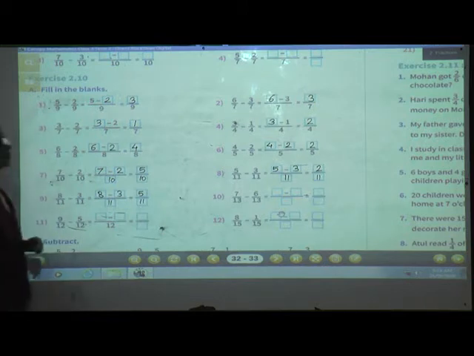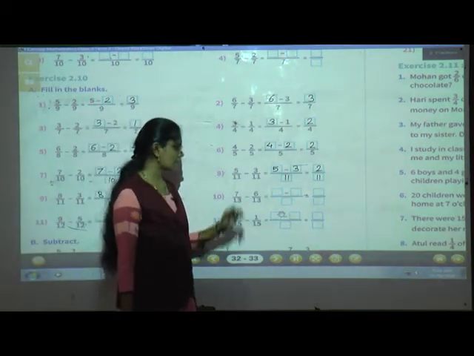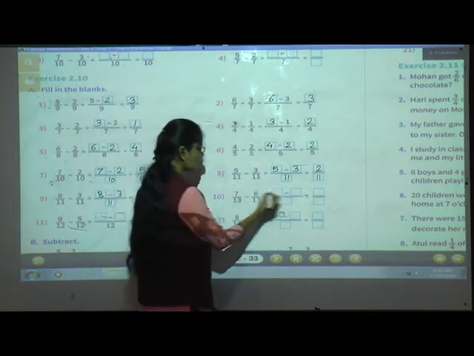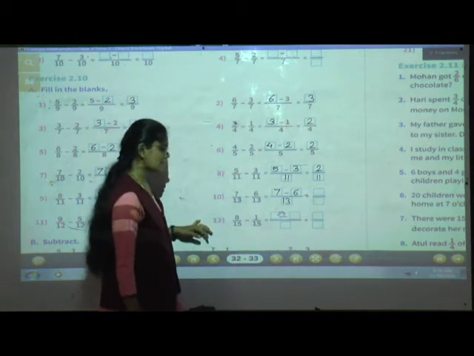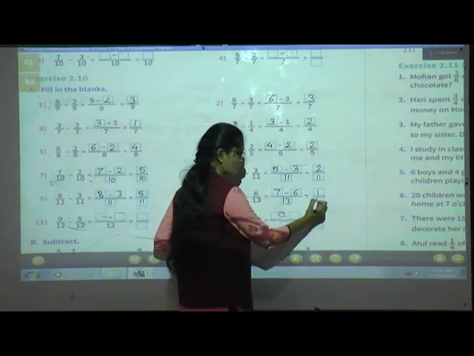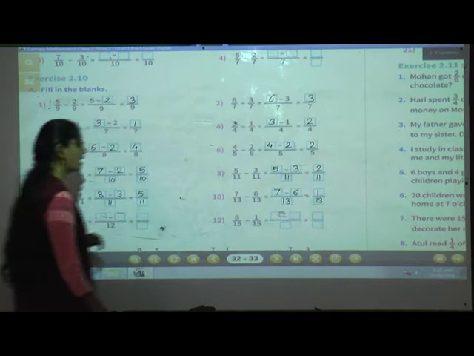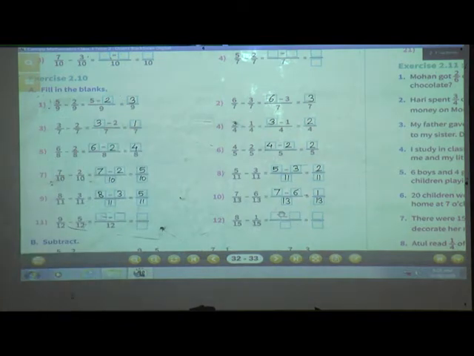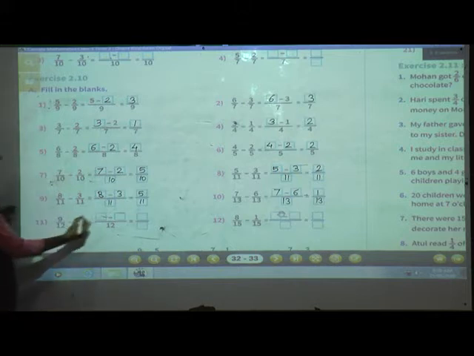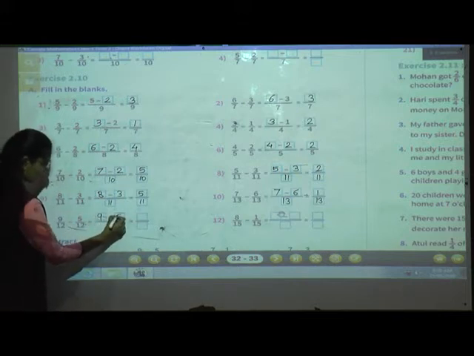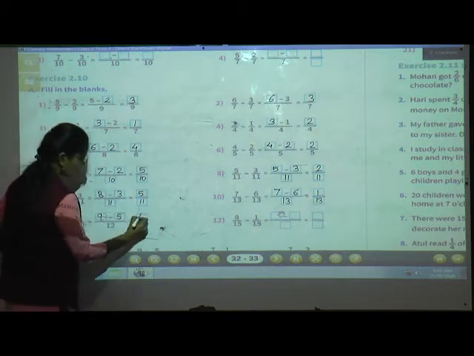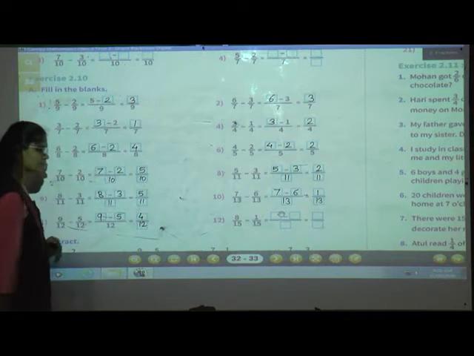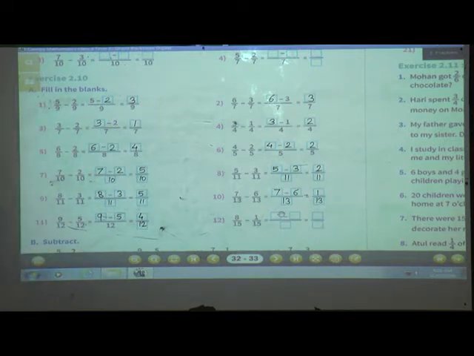Next, 7 by 13 minus 6 by 13. Now here 7 minus 6 by 13. Very easy it is. 7 minus 6, 1. 1 by 13. This is your answer. Next, 9 by 12 minus 5 by 12. Do the subtraction. 9 minus 5 by 12. 9 minus 5, yes, 4. 4 by 12. Okay.